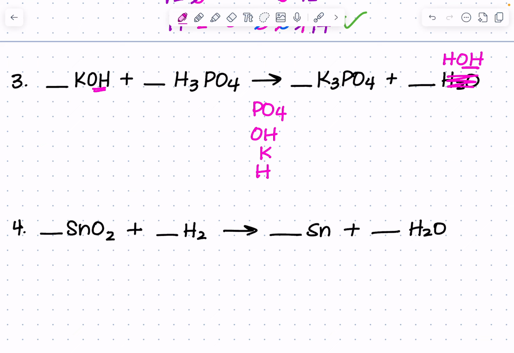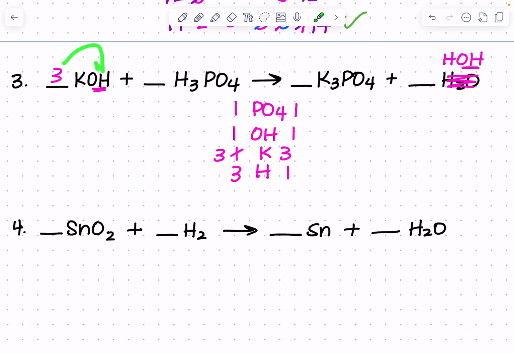So now I count. Potassium, hydroxide, hydrogen, phosphate, potassium, phosphate, hydroxide, and hydrogen. Okay. Let's fix one. Okay, so potassium, I need 3 on the left. I only have 1, so I'm going to multiply by 3.